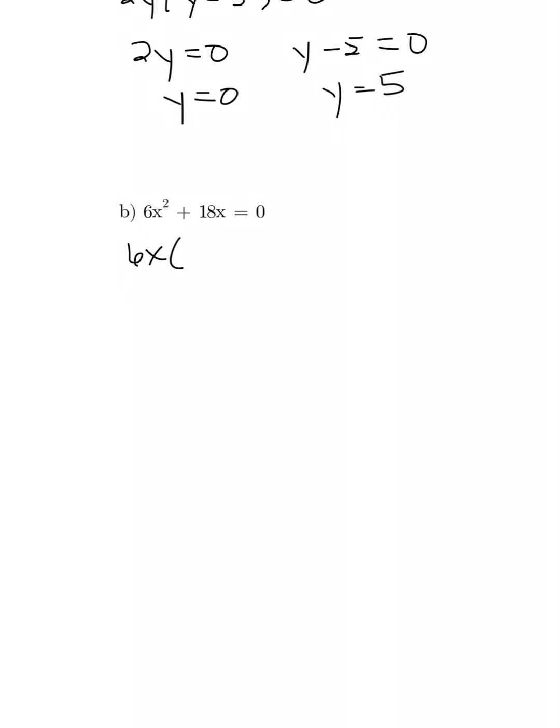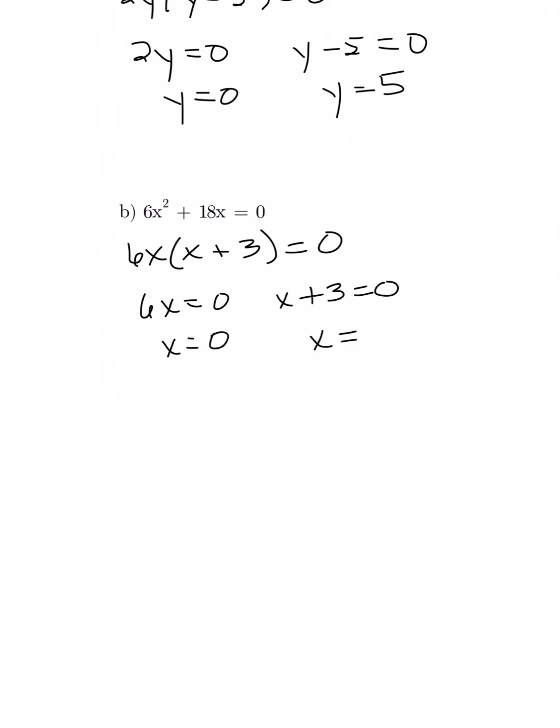If I take 6x squared divided by 6x, I'm left with x. If I take 18x divided by 6x, I'm left with 3. Does the item that we pulled out to the front contain a variable? Yes. So we are going to use it and set 6x equal to 0 and x plus 3 equals 0. Divide by 6, you get x equals 0. Subtract 3, you get x equals negative 3.